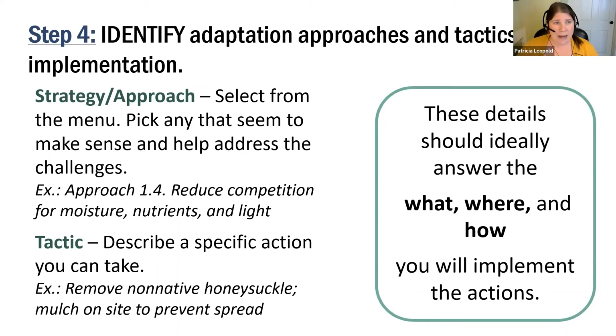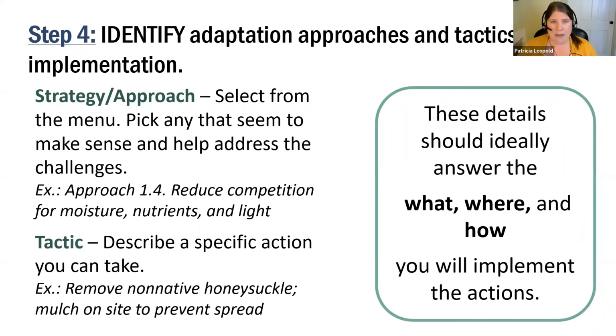So an example that I have here is approach 1.4, reduce competition for nutrients and light. So that's the approach that I would choose in my drop-down arrow. And then the tactic that I would write in for my project might be something like removing all the non-native honeysuckle and mulching on site to prevent the spread of the honeysuckle, but then also to keep some of that moisture on the ground. So we'll get that level of detail in there.